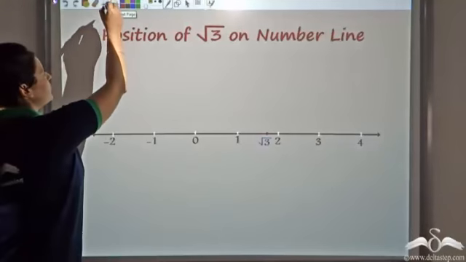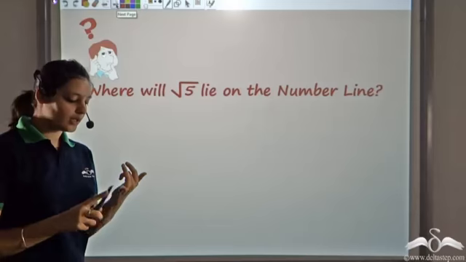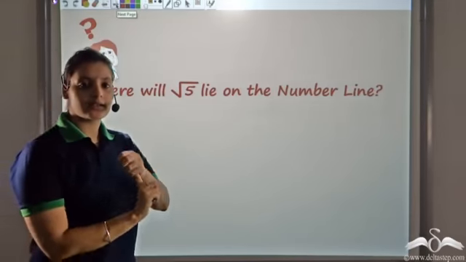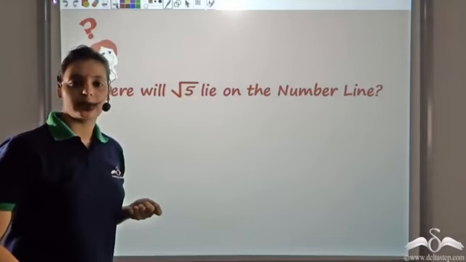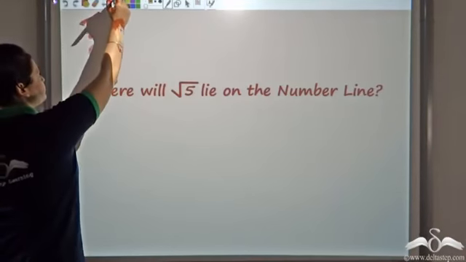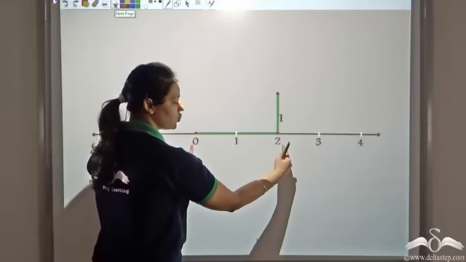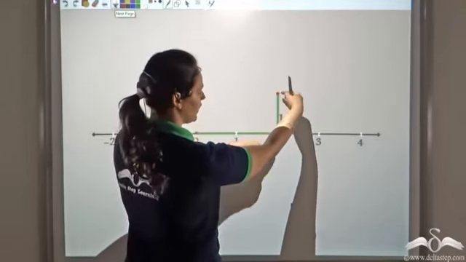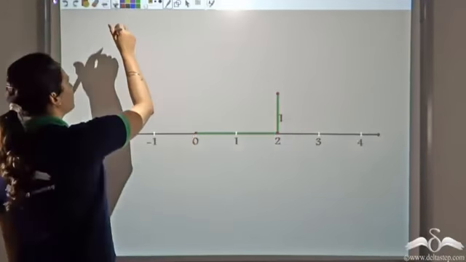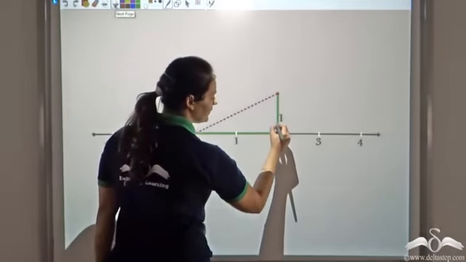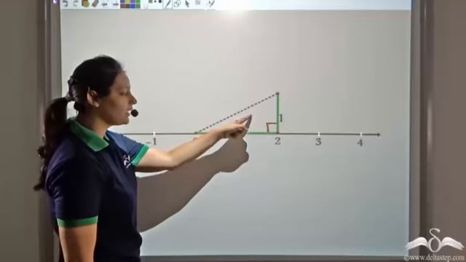Now can you locate under root 5 on the number line? Under root 2 we found, under root 3 we know, under root 4 is nothing but number 2. Now what would under root 5 be? Where would that lie on the number line? So let's see. Let's take the unit distance 2 now. This is 2 unit distances. This is 1, 1 unit distance vertically. Now again, if I complete this triangle, this would be a right angle triangle where this line is nothing but the hypotenuse opposite to the right angle.